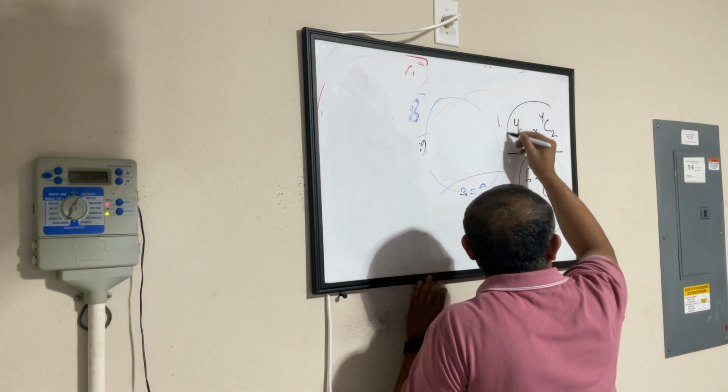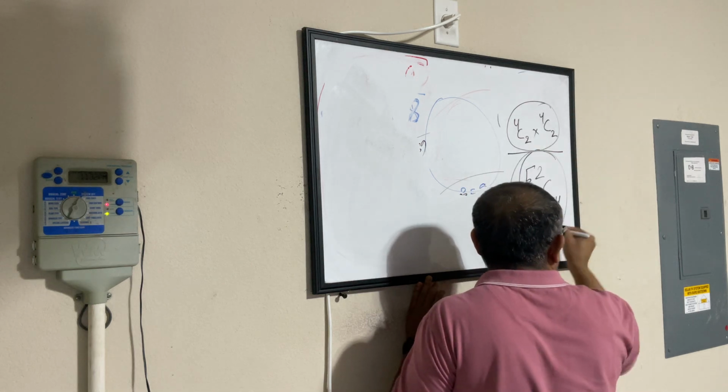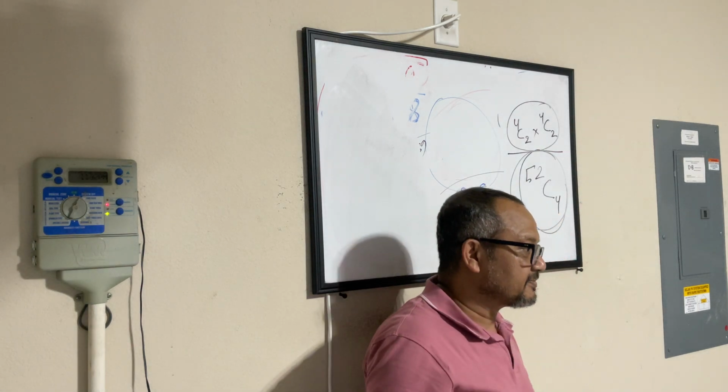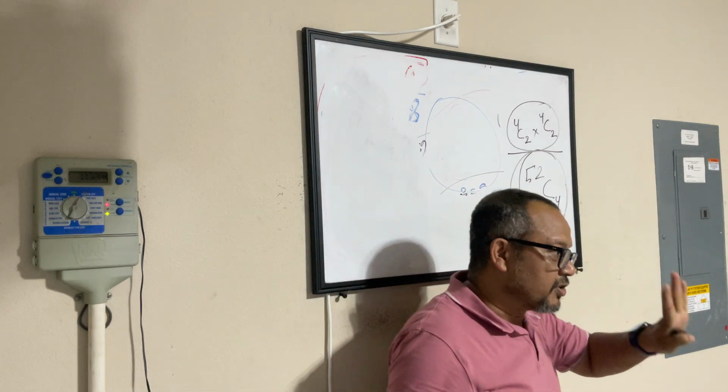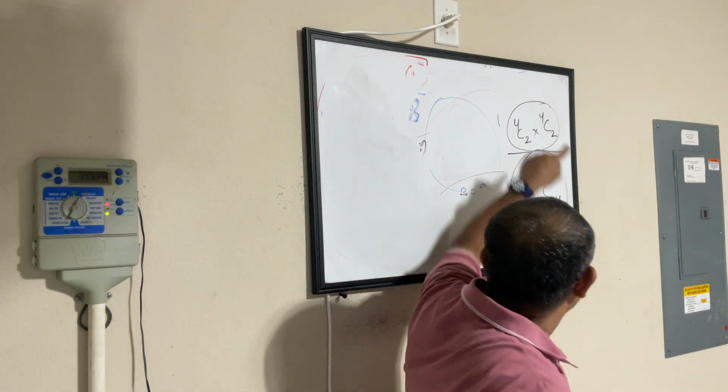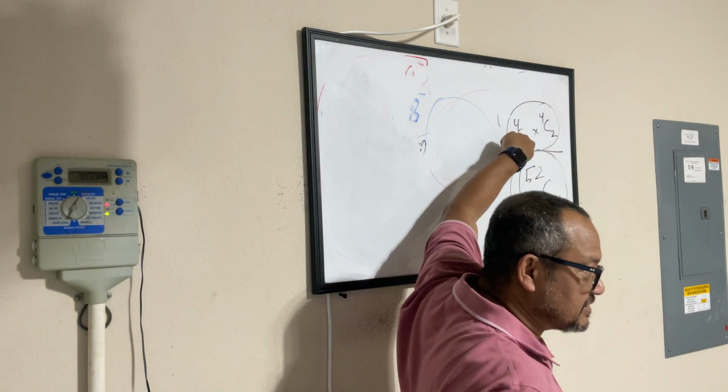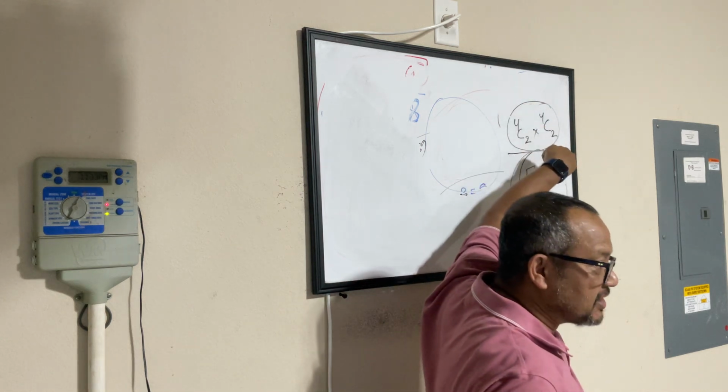This is my likely event, this is my total event, and this is what will give me the probability. So, you have 4 aces and you have 4 kings. How many ways can you find 2 aces out of it? How many ways can you find 2 kings out of it? Yes, you were saying something.